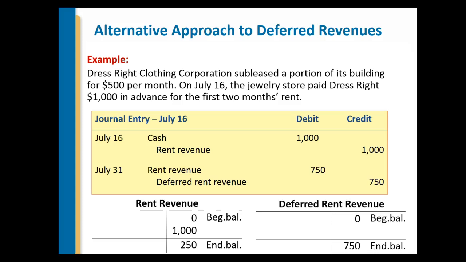Now, if DressRight records the entire $1,000 as rent revenue this way, it would then prepare an adjusting entry to record the amount of deferred revenue as of the end of July, $750 to represent the 1.5 months of rent revenue remaining and collected in advance, and then the rent revenue account would have a credit balance of $250. So that's the amount of revenue recognized during the 1/2 month of July that has passed in the current period.